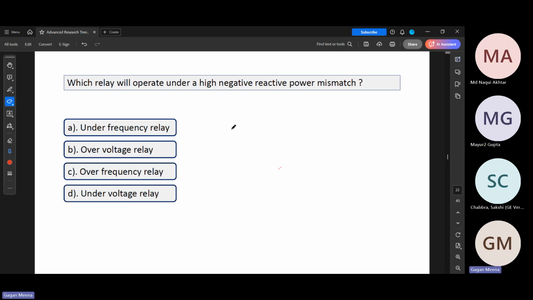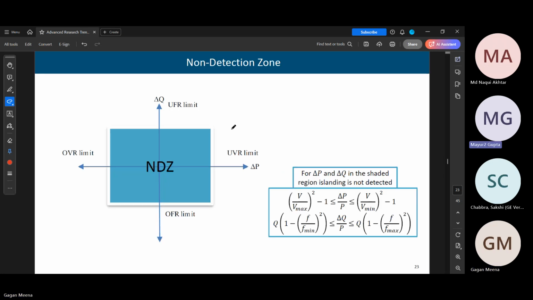More reactive power then means higher voltage. So this is the PQ reactive power mismatch, and this is the NDZ defined based upon the reactive power and active power mismatch, and the relay which will operate is based upon the limit which is hit.